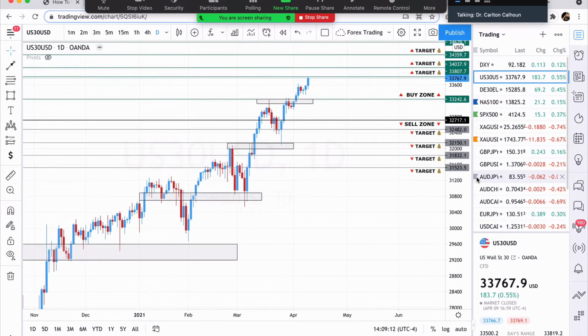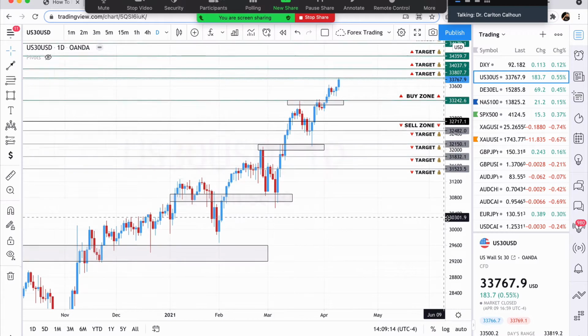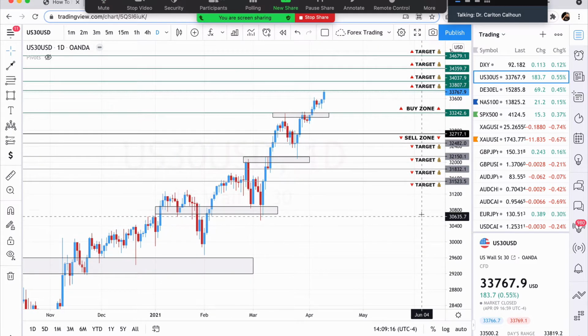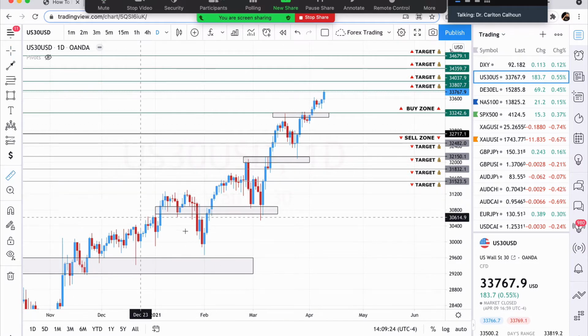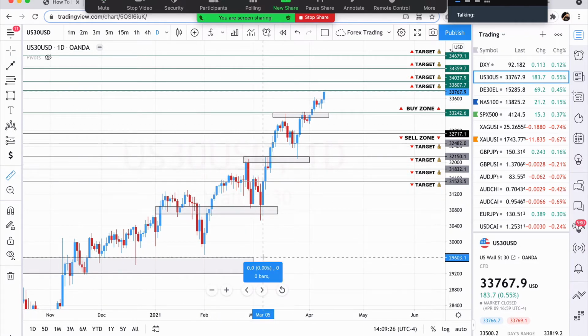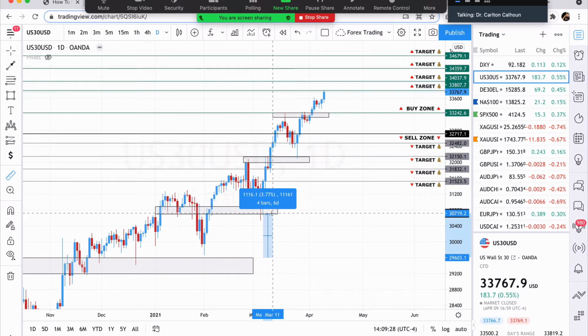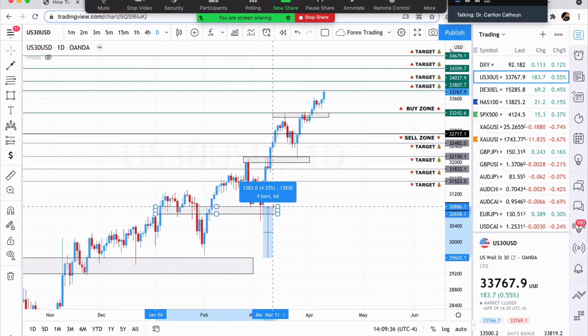So I was marking up US 30. I was looking at it. I want you all to pay attention to something. If we take a ruler, moving through these different zones, watch. From here, you can go to the top, that's fine. It's around 1,270 pips, give or take.